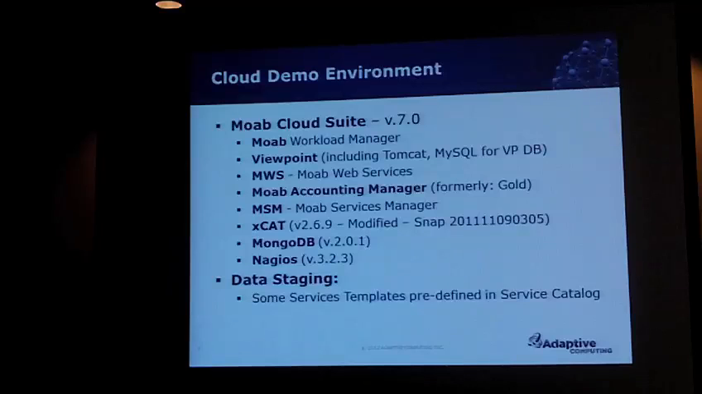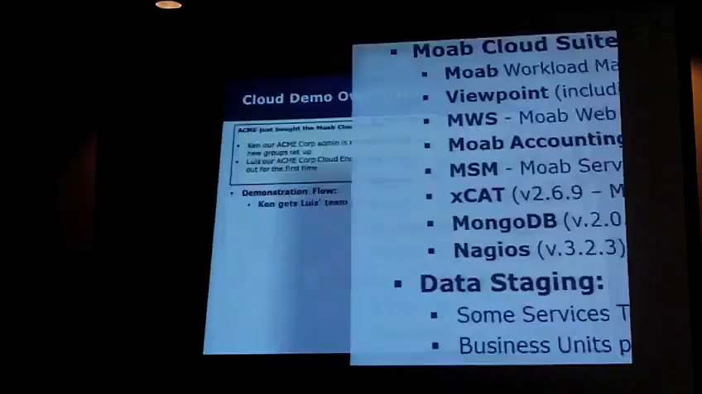So the only thing we want to point out is that this is the experience that you should get out of the box. But we did some data staging, so some service templates, and we'll get into detail on that in a minute, have been predefined in the service catalog so that we don't have to go through the whole process to define all the little components of the service that we want to submit. And the business units have been predefined in the Moab Accounting Manager too.